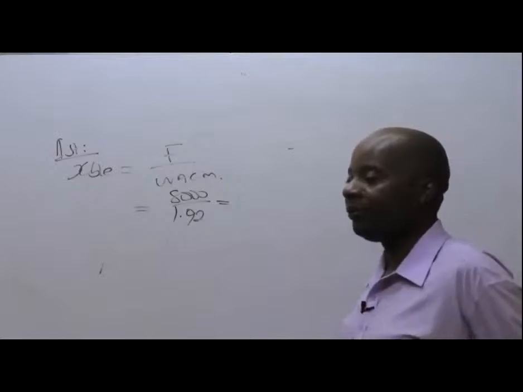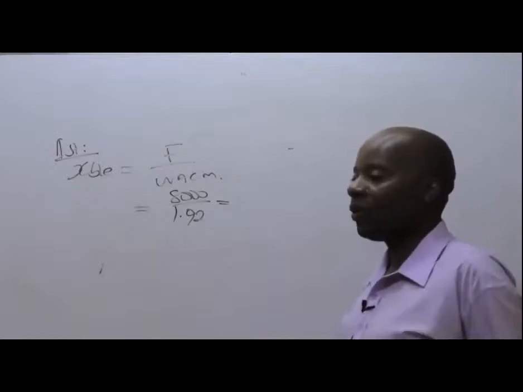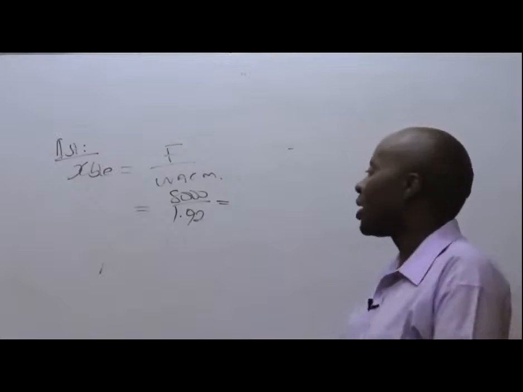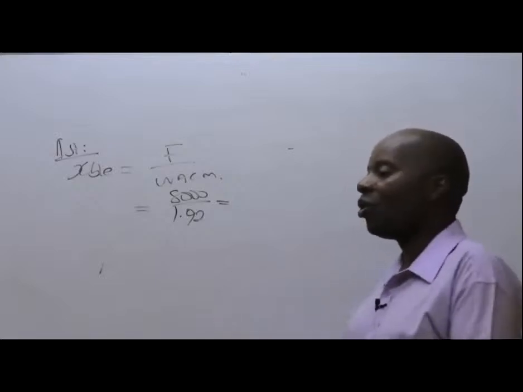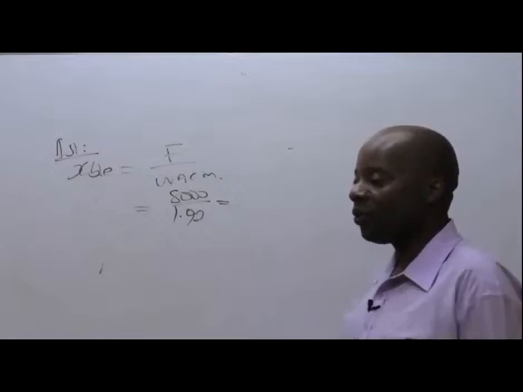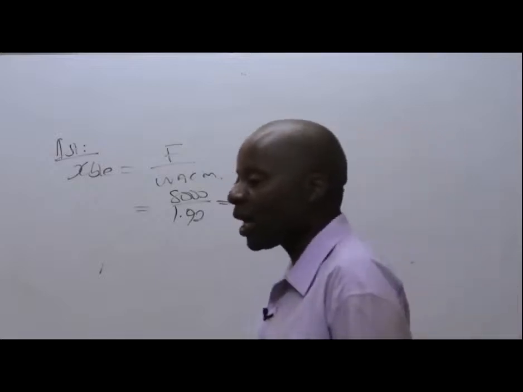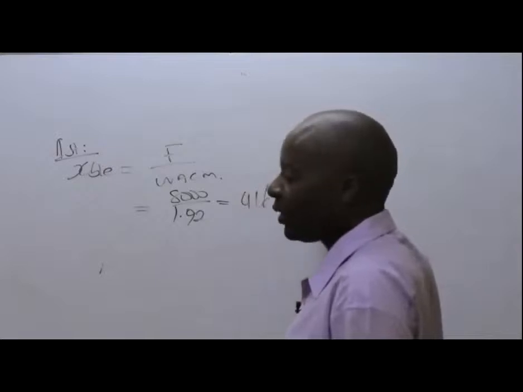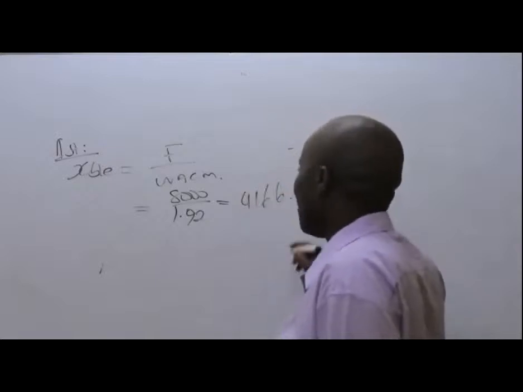Somebody. 8,000 divided by 1.92. Remember, these questions are all over in your past papers, very popular. So Mary Njoroge gives us a figure of 4166.67 units. Thank you, ladies and gentlemen.